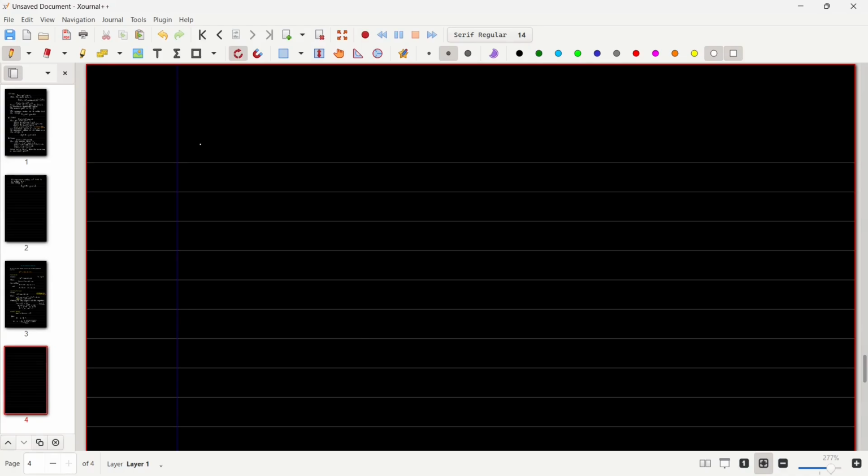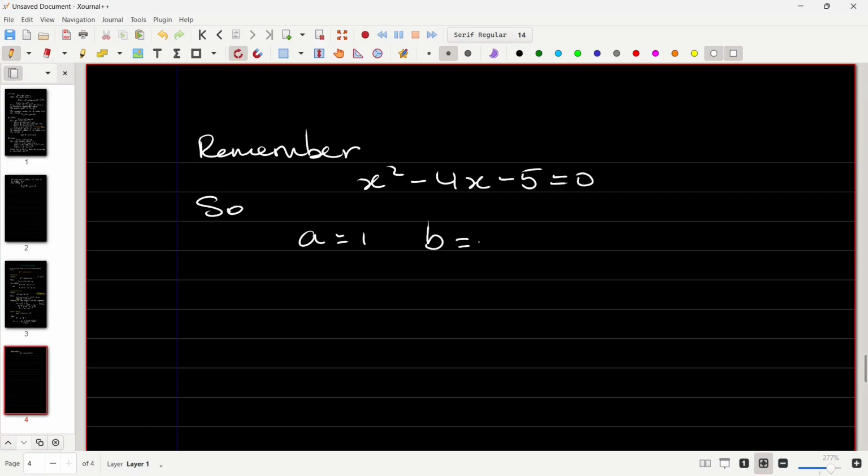So now remember, our quadratic equation is x squared minus 4x minus 5 equals 0. That means a is equal to 1, b is equal to minus 4, and c is equal to minus 5.